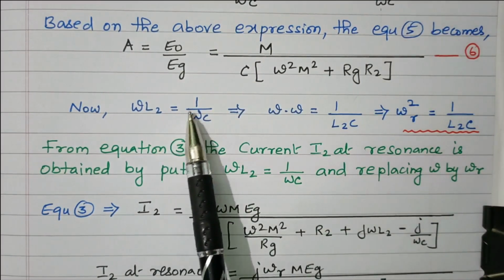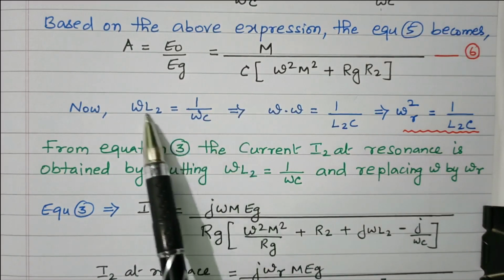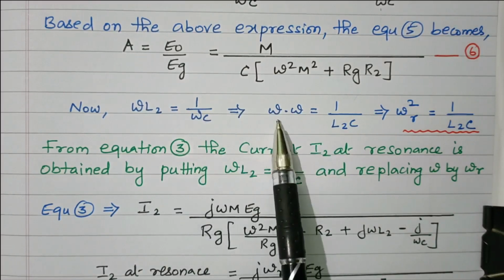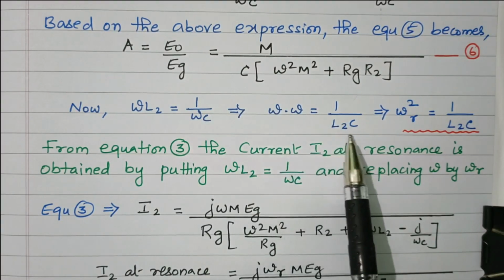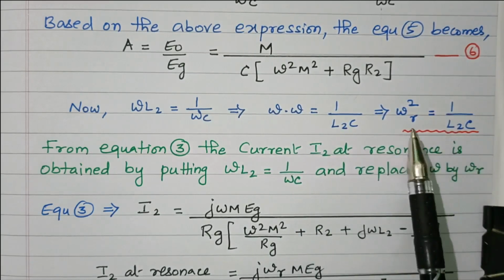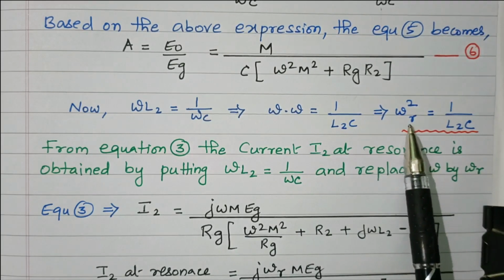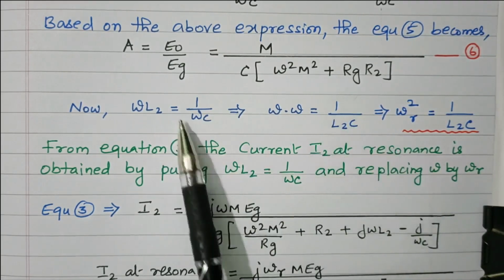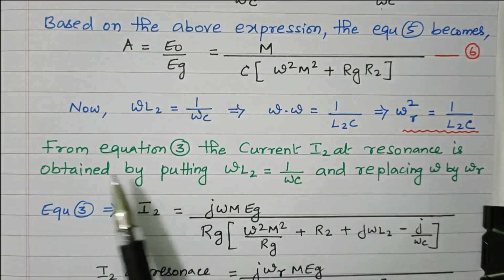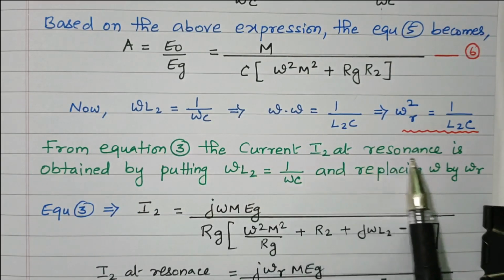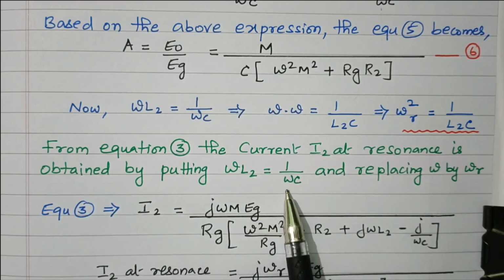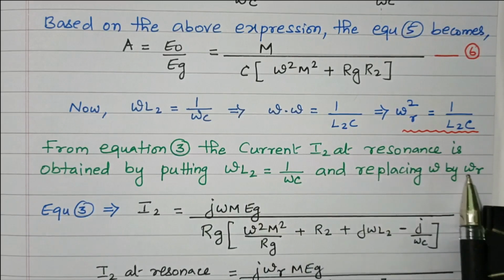Omega L2 is equal to 1 divided by omega C. So multiply this omega into omega, bring this omega here, L2 in the denominator, that's it. So omega into omega equals 1 divided by L2 into C. So omega square equals 1 divided by L2 C. This now becomes the resonant frequency, because this occurs only under the resonant condition. So omega square becomes omega R square. Right. From equation 3, the current I2 at resonance is obtained by putting omega L2 equal to 1 divided by omega C and replacing omega by omega R.